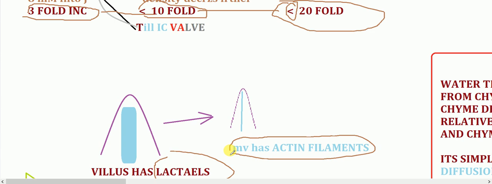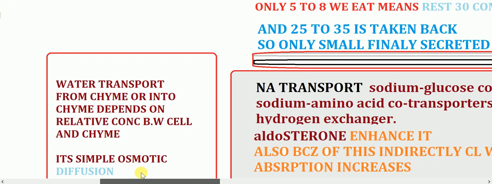Which one of the following has lacteals, villi or microvilli? Villi. Which of the following has actin filaments, villi or microvilli? Microvilli. Good. The next thing we're going to be talking about is this.